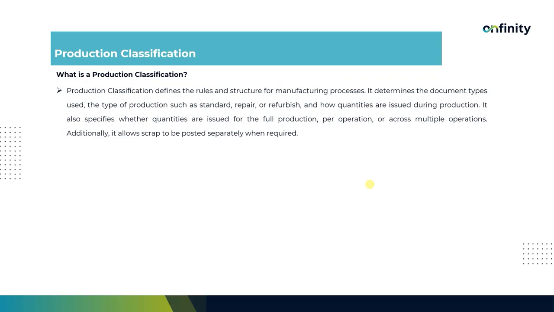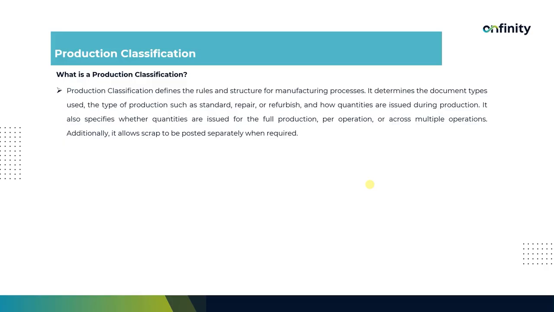Next, let's understand what is a production classification. Production classification defines the rules and structure for manufacturing processes. It determines the document types used, the type of production such as standard, repair, or refurbish, and how quantities are issued during production. It also specifies whether quantities are issued for the full production, per operation, or across multiple operations. Additionally, it allows the scrap to be posted separately when required.